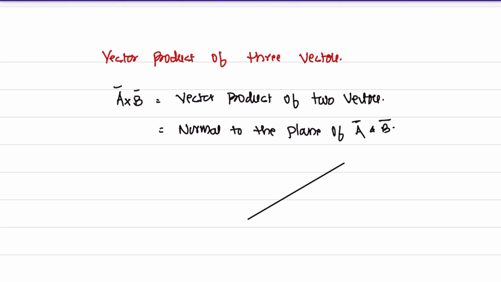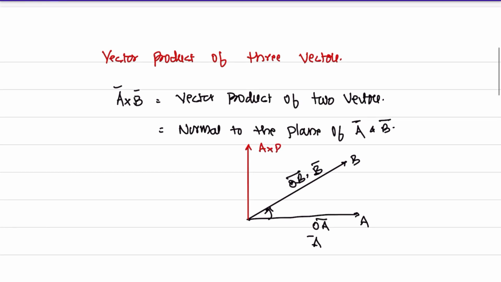For example, this is one vector, OA or A we can say, and OB or we can say B. Then the vector product of A and B lies on this line. This is A cross B, and it is normal to the plane of OAB. This is the origin. O, A, B are resting on the same plane, and the normal is perpendicular to that plane.